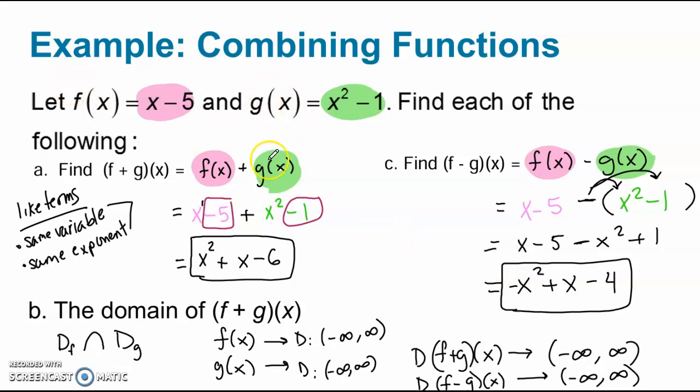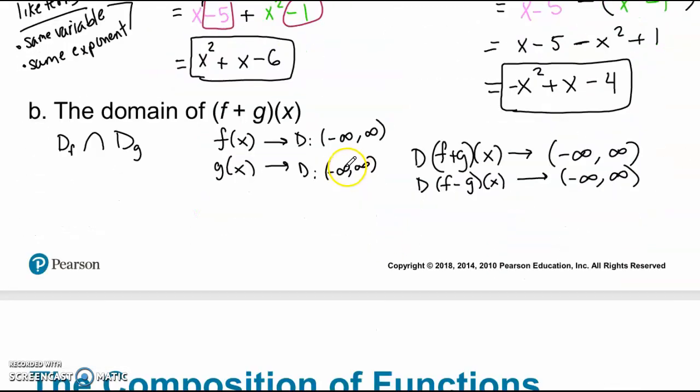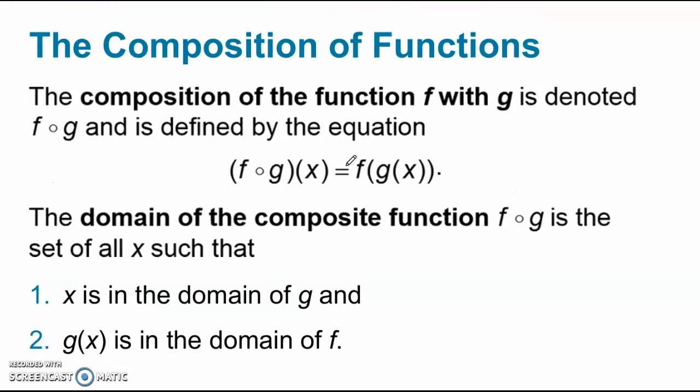So that is one way to combine functions. Another way to combine functions is called composition. This is not f times g. Don't think of this circle as times. Think of it as, it looks like the word fog. This circle here means composite. This tells you it's a composite function.